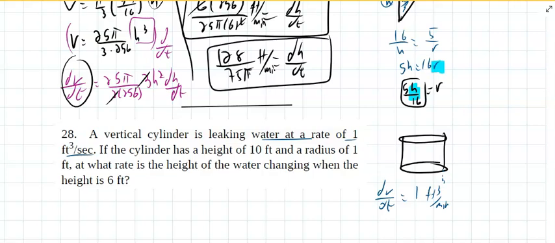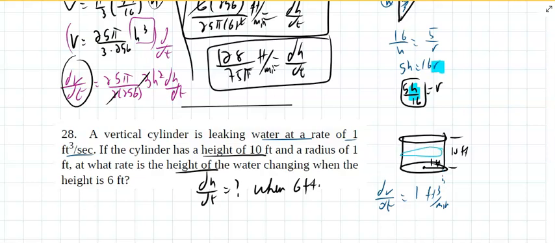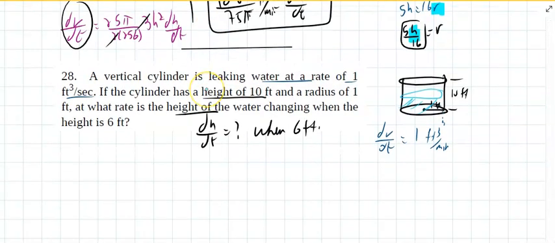It says if the cylinder has a height of 10 feet, so this height is 10 feet, and a radius of 1 feet. At what rate is the height changing when it is 6 feet high? So when the amount of liquid in is 6 feet, a bit more than half, how fast is the height of the water shrinking down?